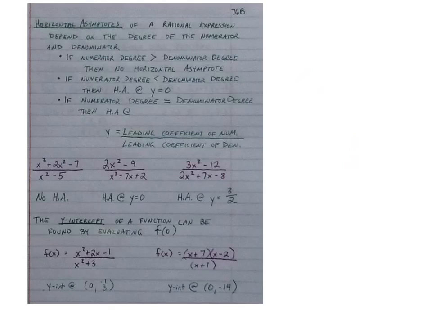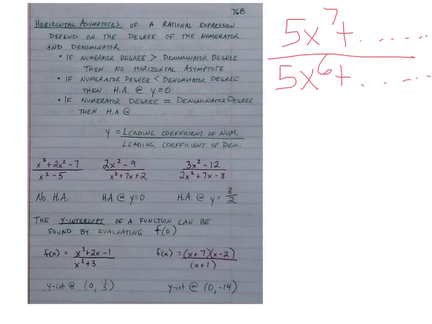The next type of asymptote is the horizontal asymptote, and this occurs in a rational expression some of the time, but not always. It depends on the degree of the numerator and the denominator. So if the numerator degree is greater than the denominator, for example, if I had 5x to the 7th plus and so on over 5x to the 6th plus and so on, the degree in the numerator is higher than the degree in the denominator. This would have no horizontal asymptotes.